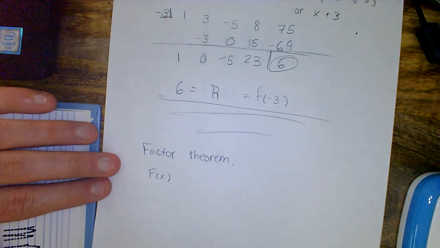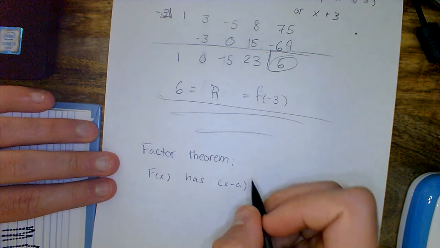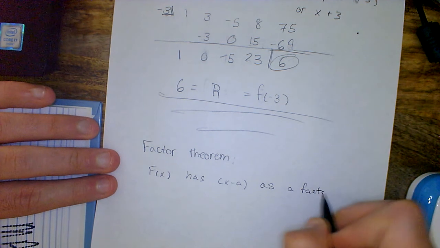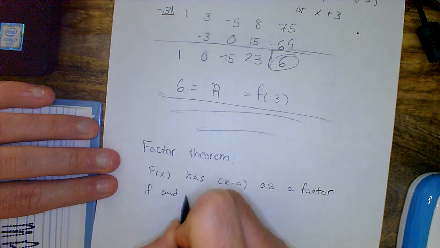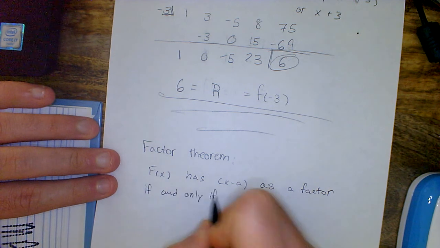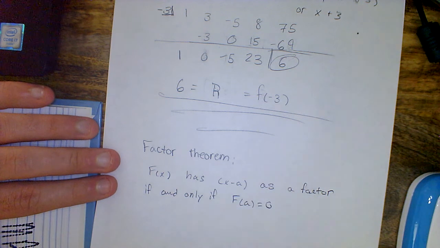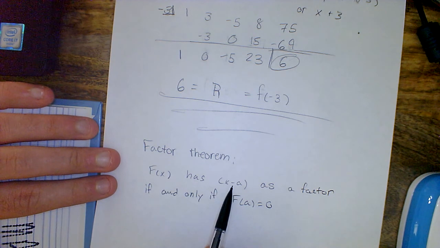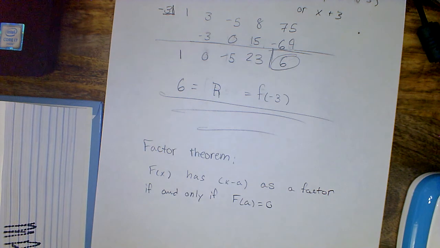So f of x is a polynomial that has x minus a as a factor if and only if f of a is equal to 0. So this goes both ways. If f of a is equal to 0, then you can cleanly factor x minus a out of f of x with no remainder.